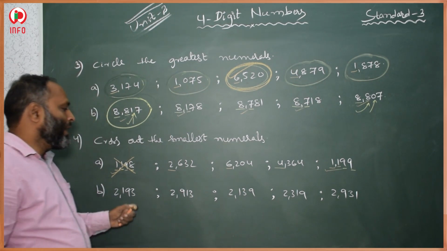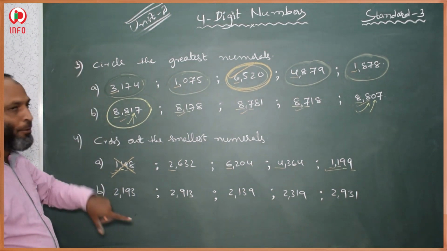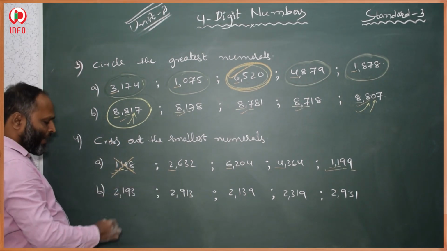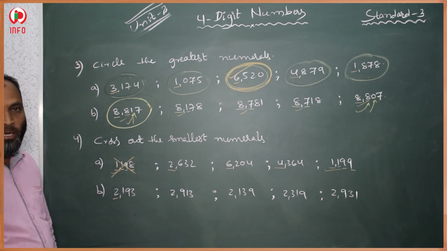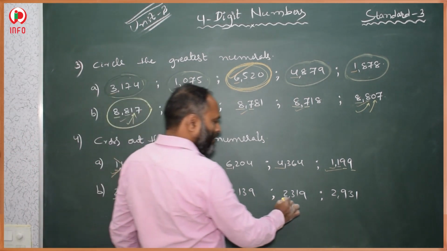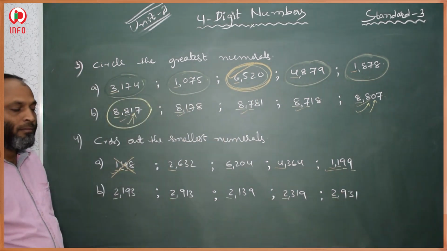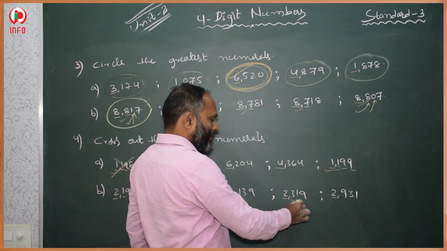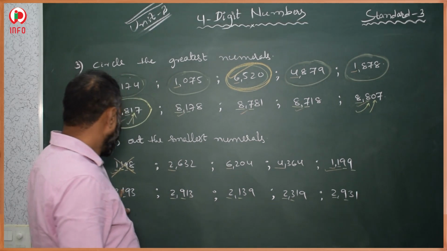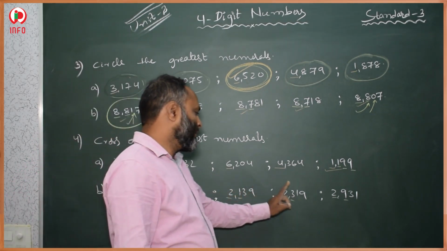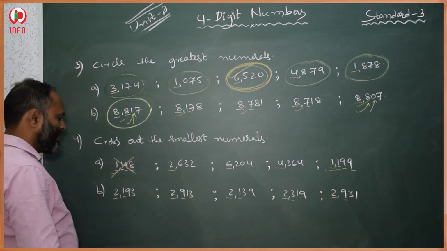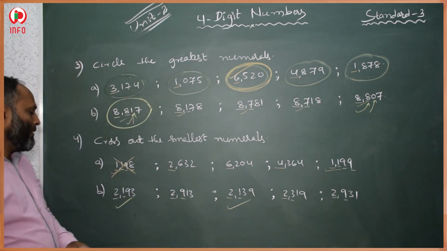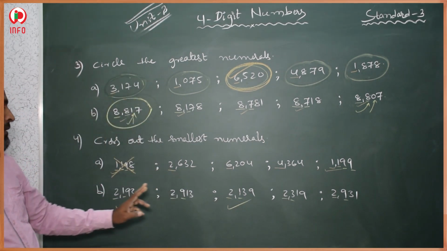Then the next question, again the same procedure. How to make a cross, how to find the smaller number? First the thousands place value: 2, 2, 2, 2, 2. In all of them it is 2. Then go for hundreds place value: 1, 9, 1, 3, 9. 1 is the least. How many such numbers are there? Two such numbers, one here and one here.